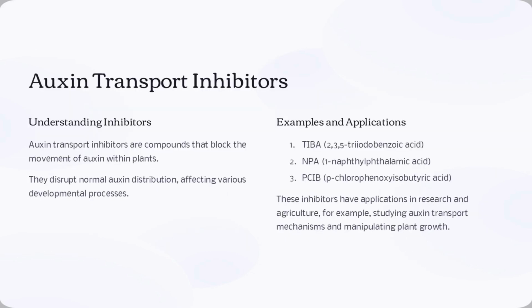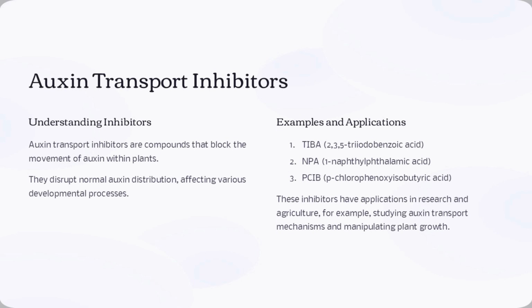Auxin transport inhibitors are chemicals that block the movement of auxin within plants. This disruption of normal auxin distribution can have significant effects on plant growth and development. I'll cover a few examples of common auxin transport inhibitors and how they are used. TIBA, NPA, and PCIB are three well-known auxin transport inhibitors.